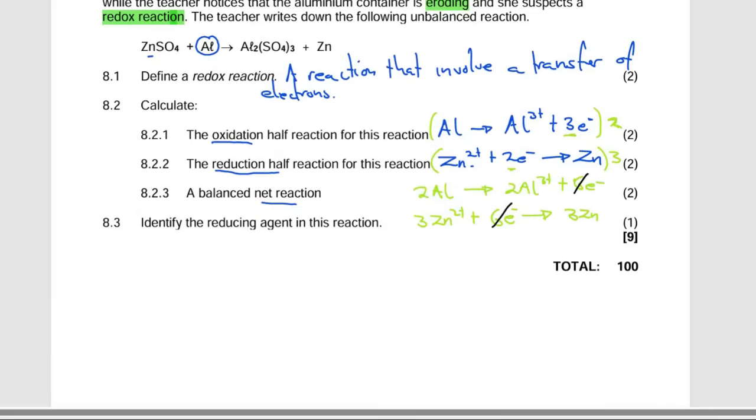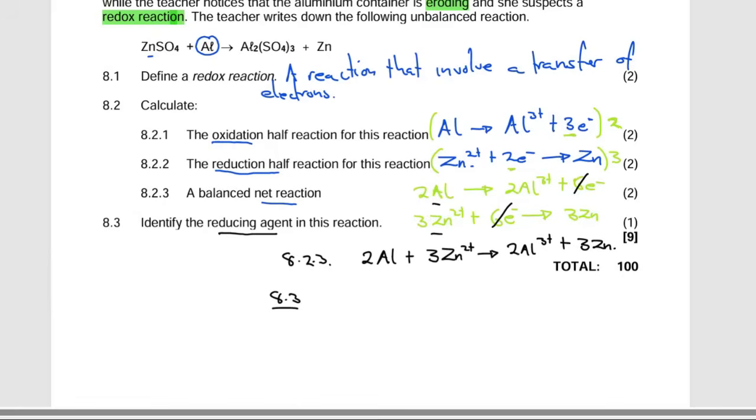Now a balanced net equation is going to look like this. On my left side I have 2Al, then 3Zn2+, then the arrow. On my right hand side, I have 2Al3+ plus 3Zn. So this is how we attempt question 8.2.3.